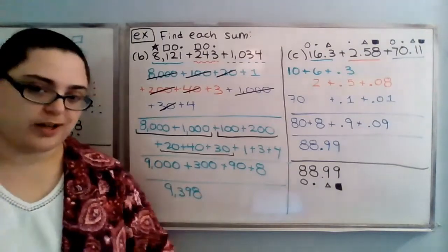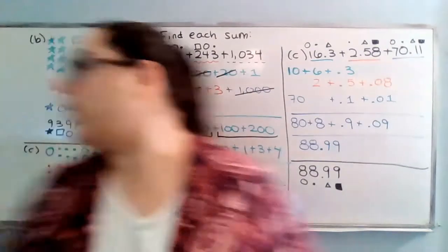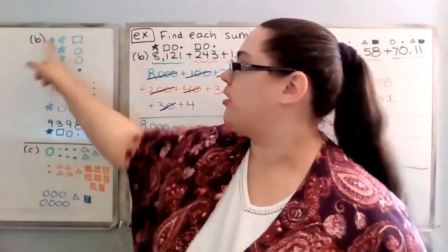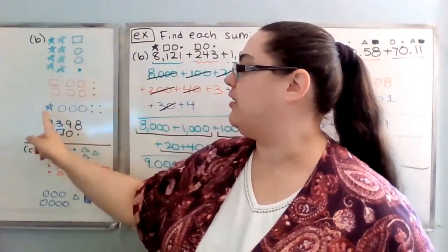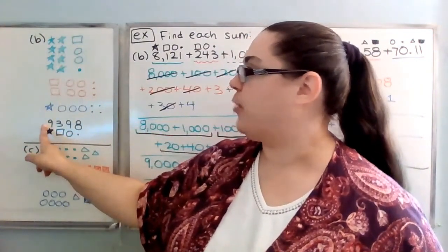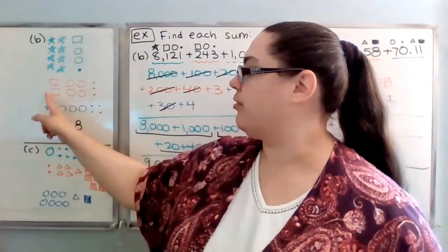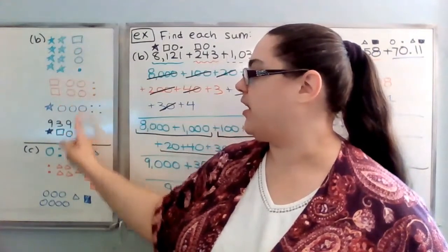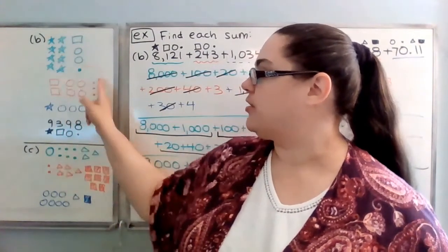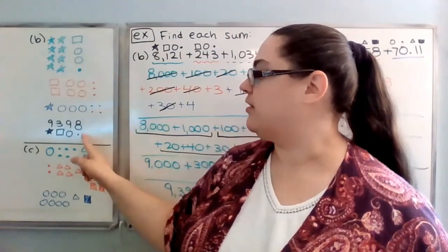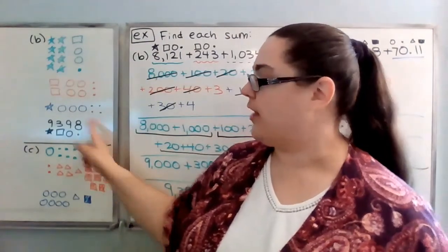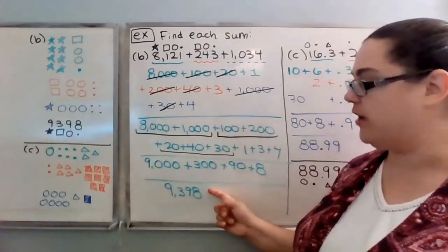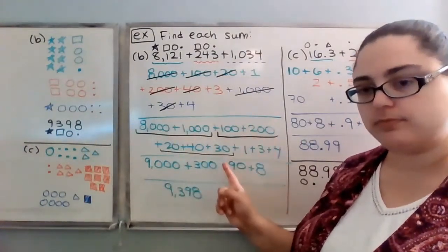And then to finish this one, I added up those like shapes. So I added up all of the stars, and I had 9 stars total. So 1, 2, 3, 4, 5, 6, 7, 8, 9. Then I added up all the squares. So 1, 2, 3 squares. 1, 2, 3, 4, 5, 6, 7, 8, 9 circles. 1, 2, 3, 4, 5, 6, 7, 8 dots. So I got 9,398, which is the same answer we got when we added writing it out with numbers.